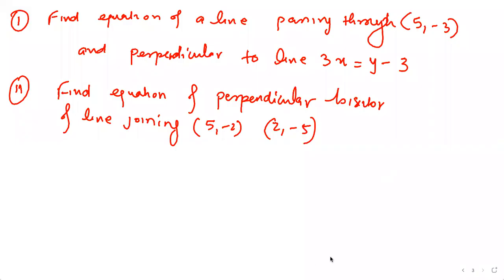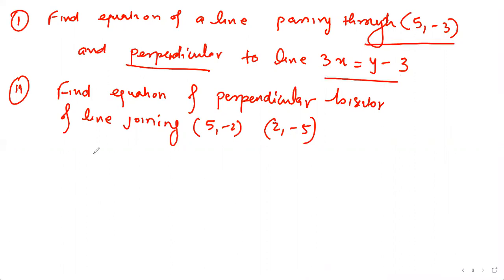So now these two examples are an illustration of the kind of questions that are assessed in your exam. Number one is that they have given the equation of a line, and you have to find another line that passes through 5 comma negative 3 and is perpendicular to the line 3x equals y minus 3. The first thing here is some of the key terms that we need to understand: perpendicular to this given line and passing through this point.